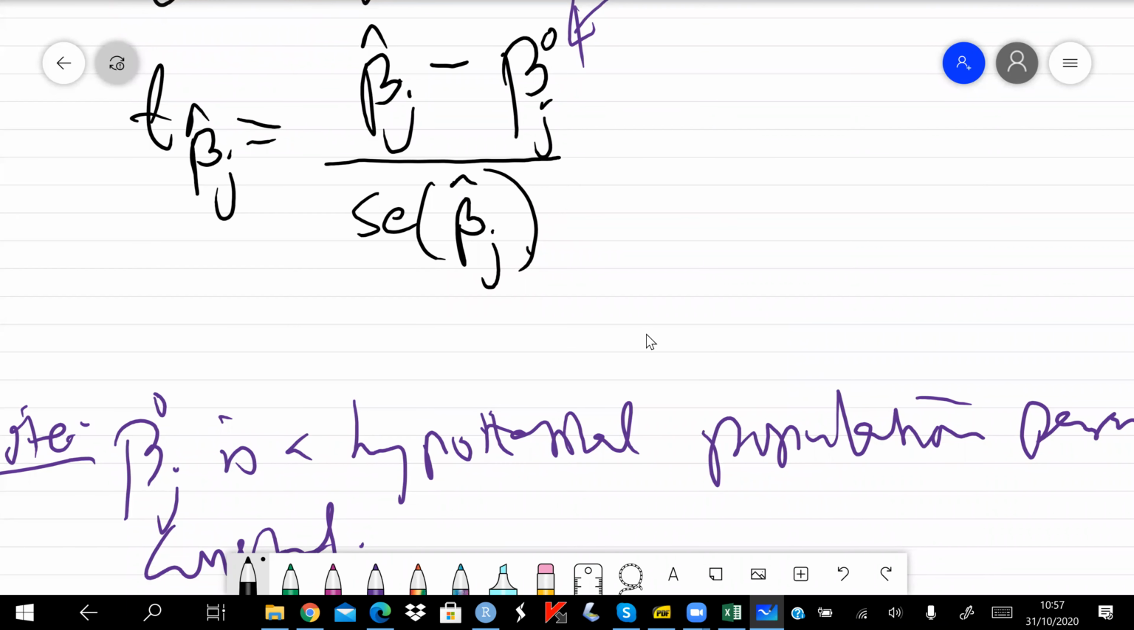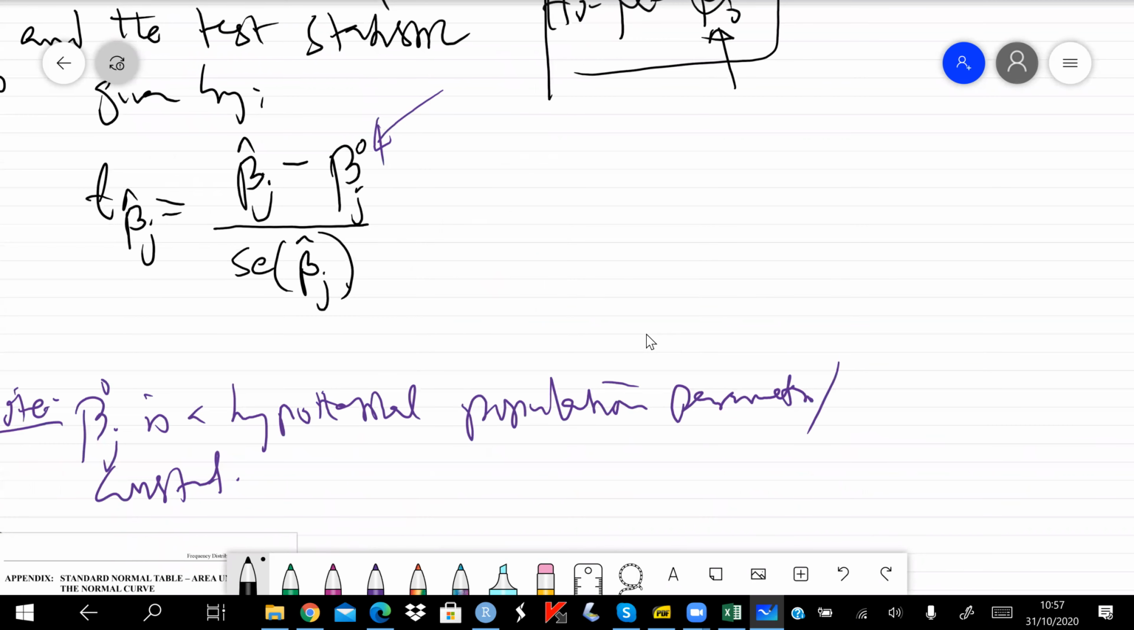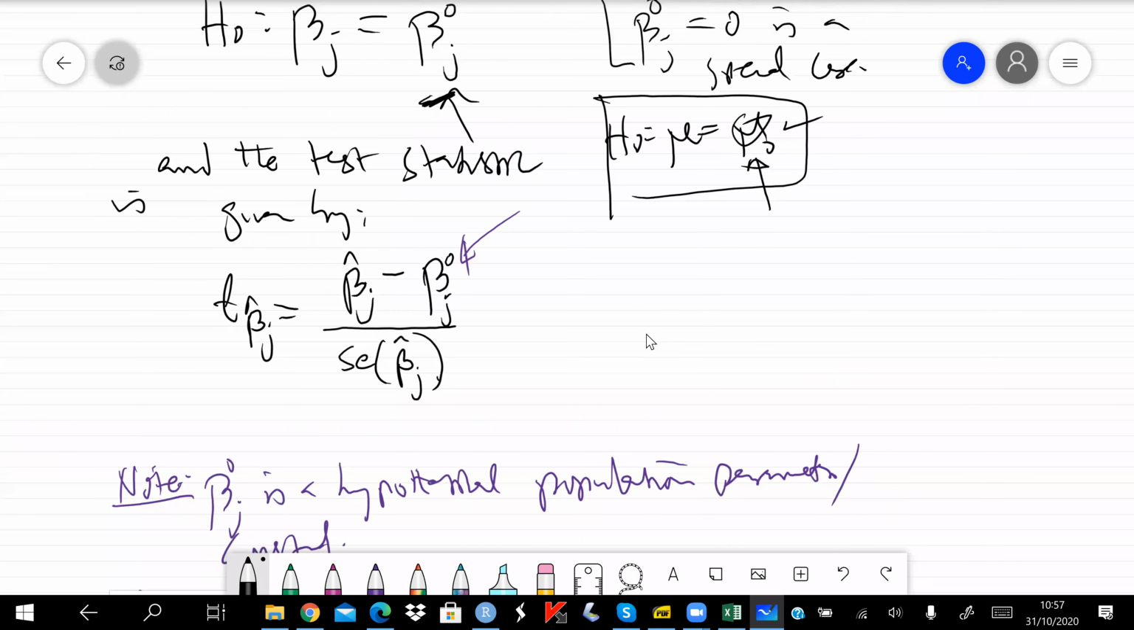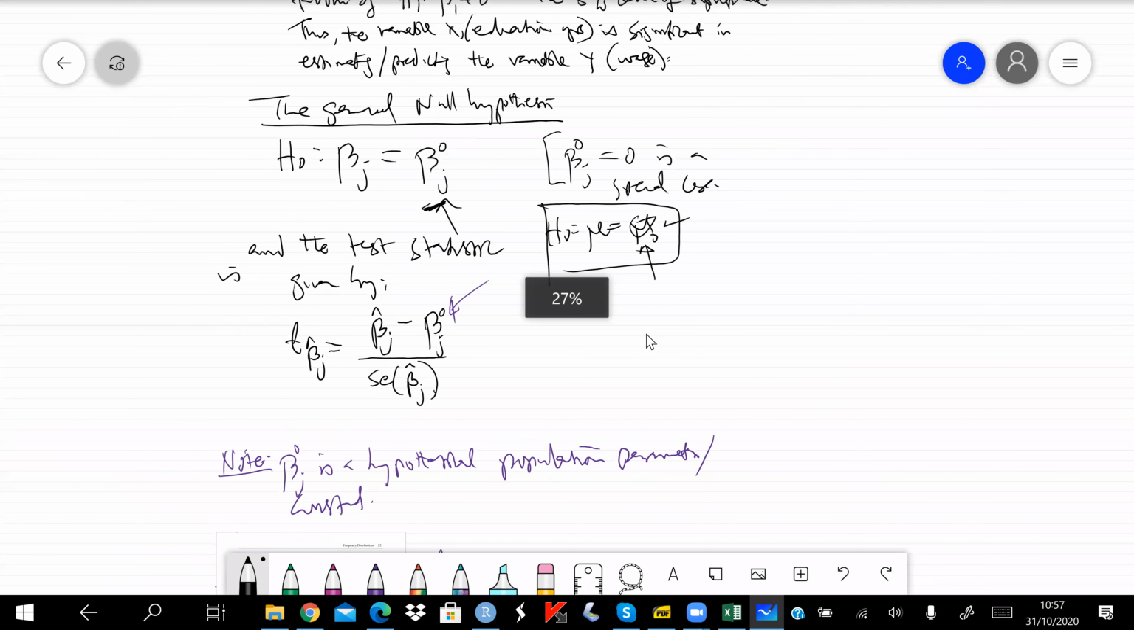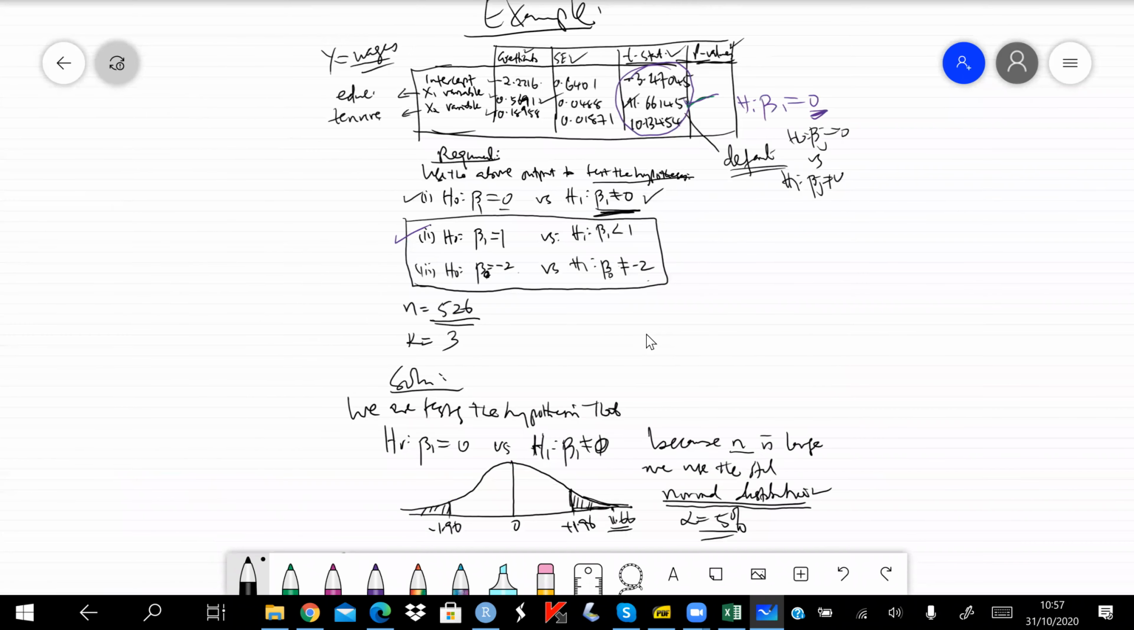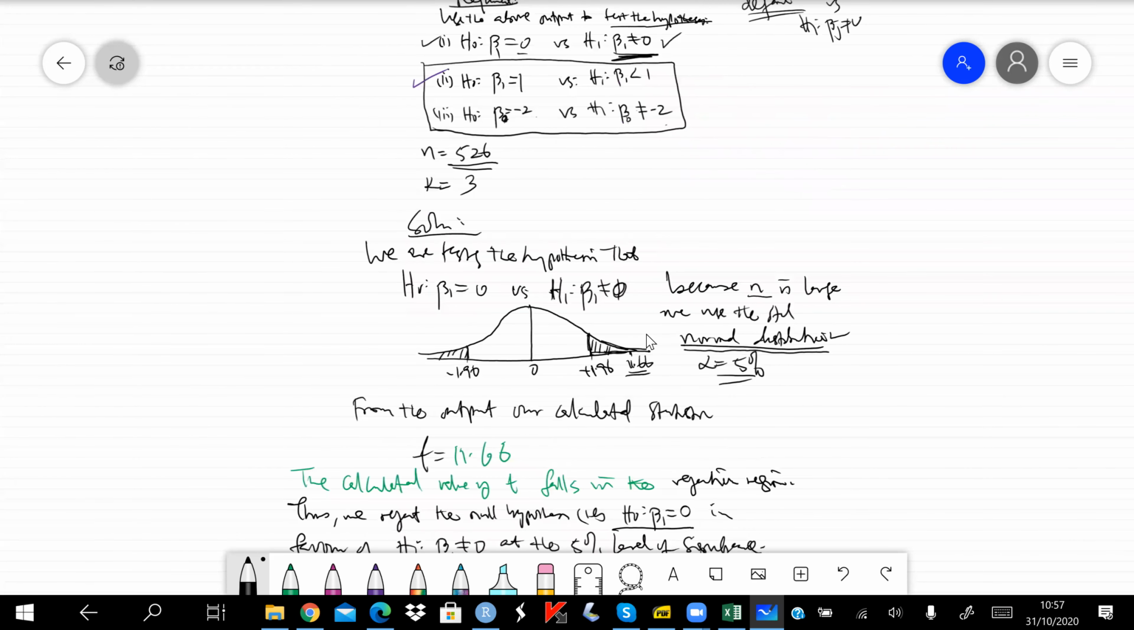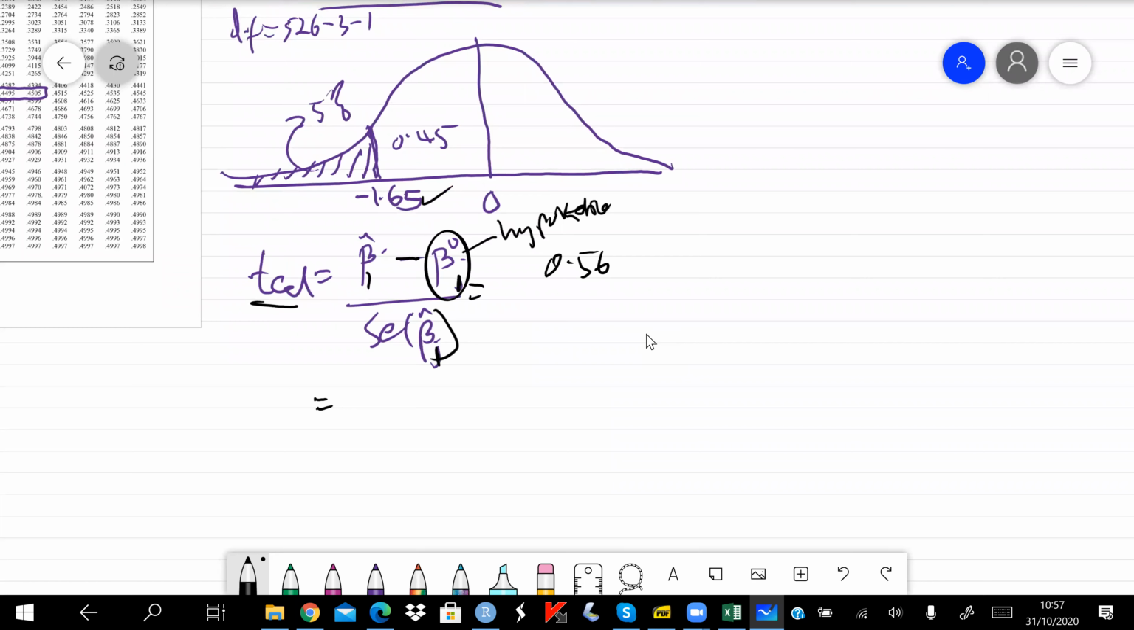From the output, we have our beta 1 estimate, which is 0.5691. So this is 0.5691 minus the hypothetical value, which is 1, divided by the standard error of beta 1. This will not change. So you will copy this one from the output.